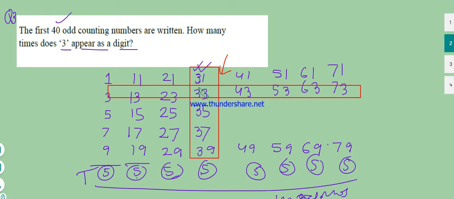So count the number of 3 that appears. So 3 appears in the tens place 5 times, and 3 appears at units place 1 2 3 4 5 6 7 8 times. The total is 13 times. So the answer to this question is 13 times 3 will appear in the first 40 odd counting numbers. I hope it is clear. There should not be any doubt in this.